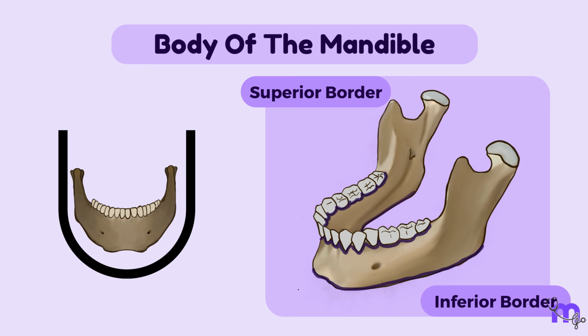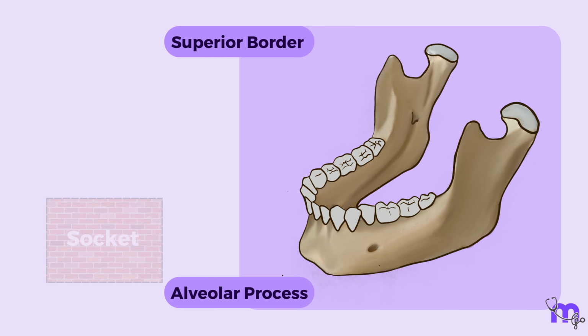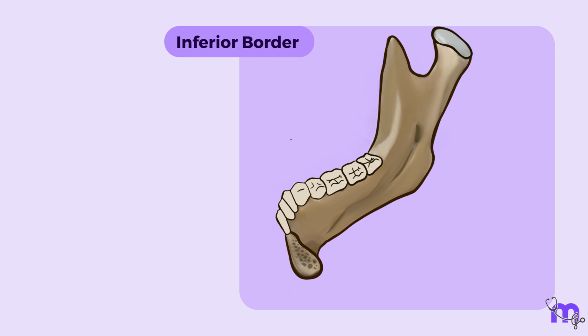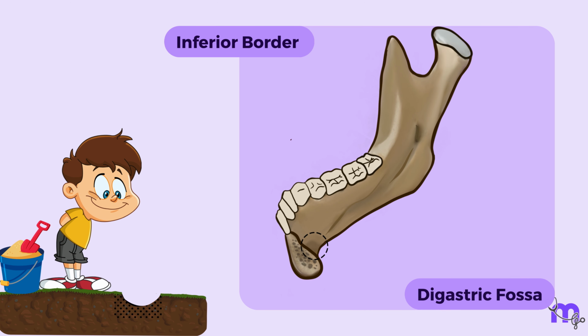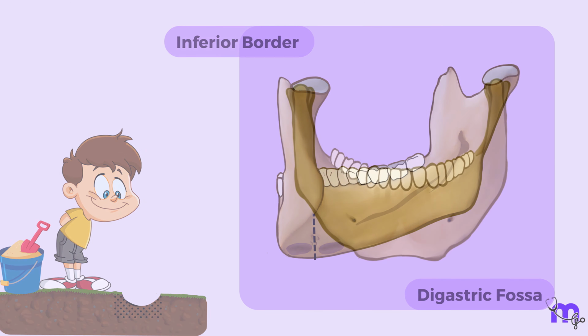the inferior border. The superior border of the body, known as the alveolar process, contains sockets for the lower 16 teeth. On the other hand, the inferior border or base of the mandible exhibits a slight depression called the digastric fossa on either side near the median plane.